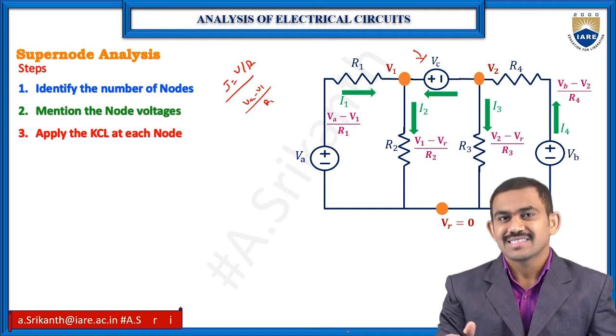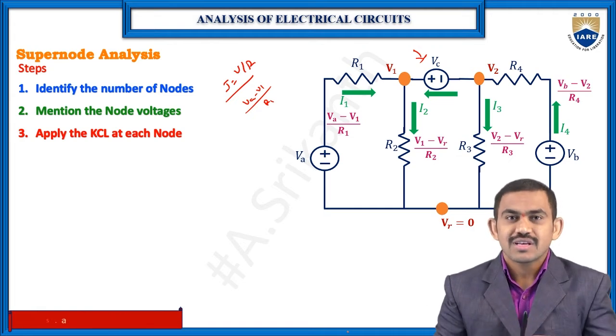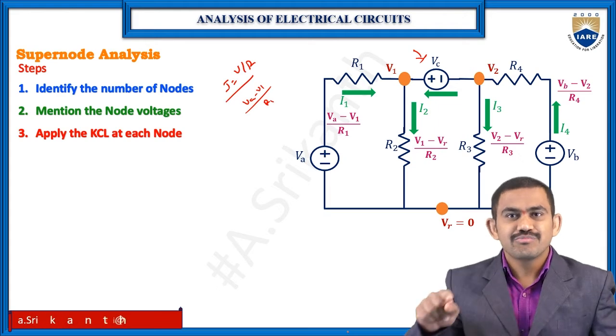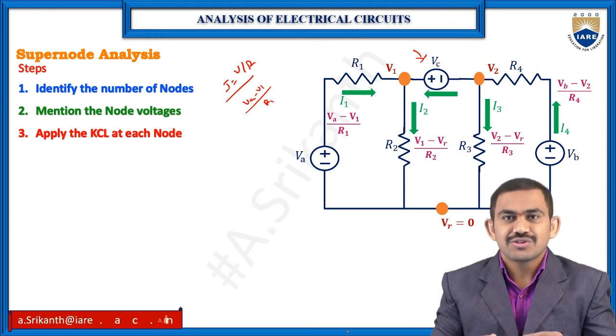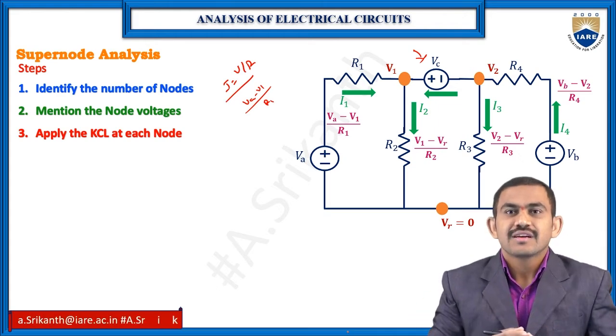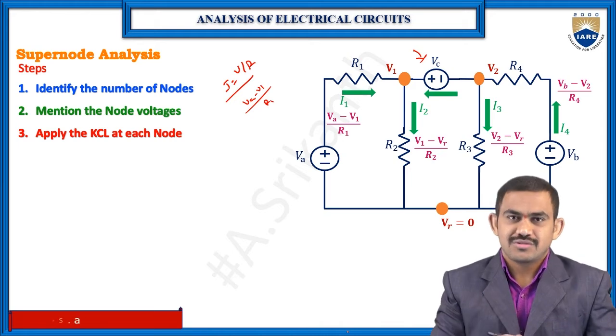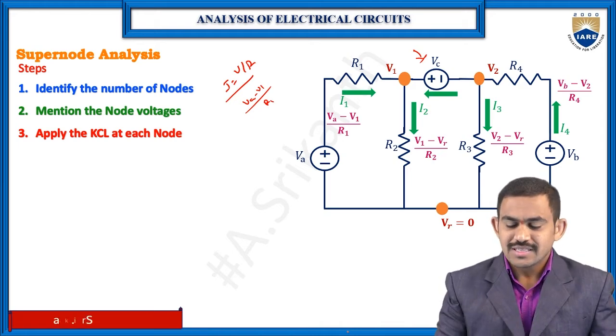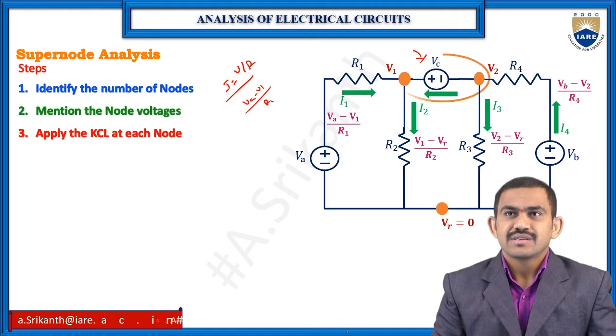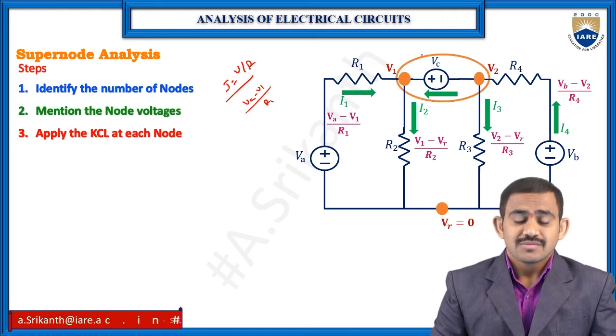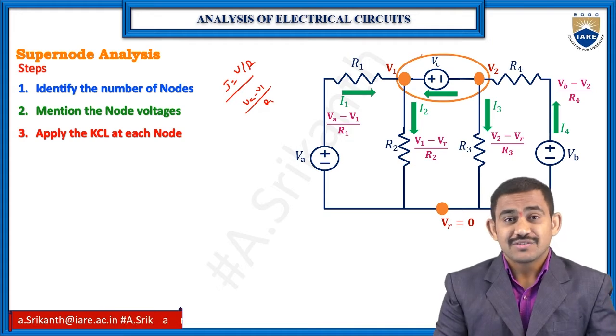Same as your mesh analysis. In mesh analysis also, we remove the current and we give the super loop equation. Same thing, you need to remove the voltage and combine the V1 and V2 nodes. Okay, just combine it. So this is my super node now. I combined V1 as well as V2.